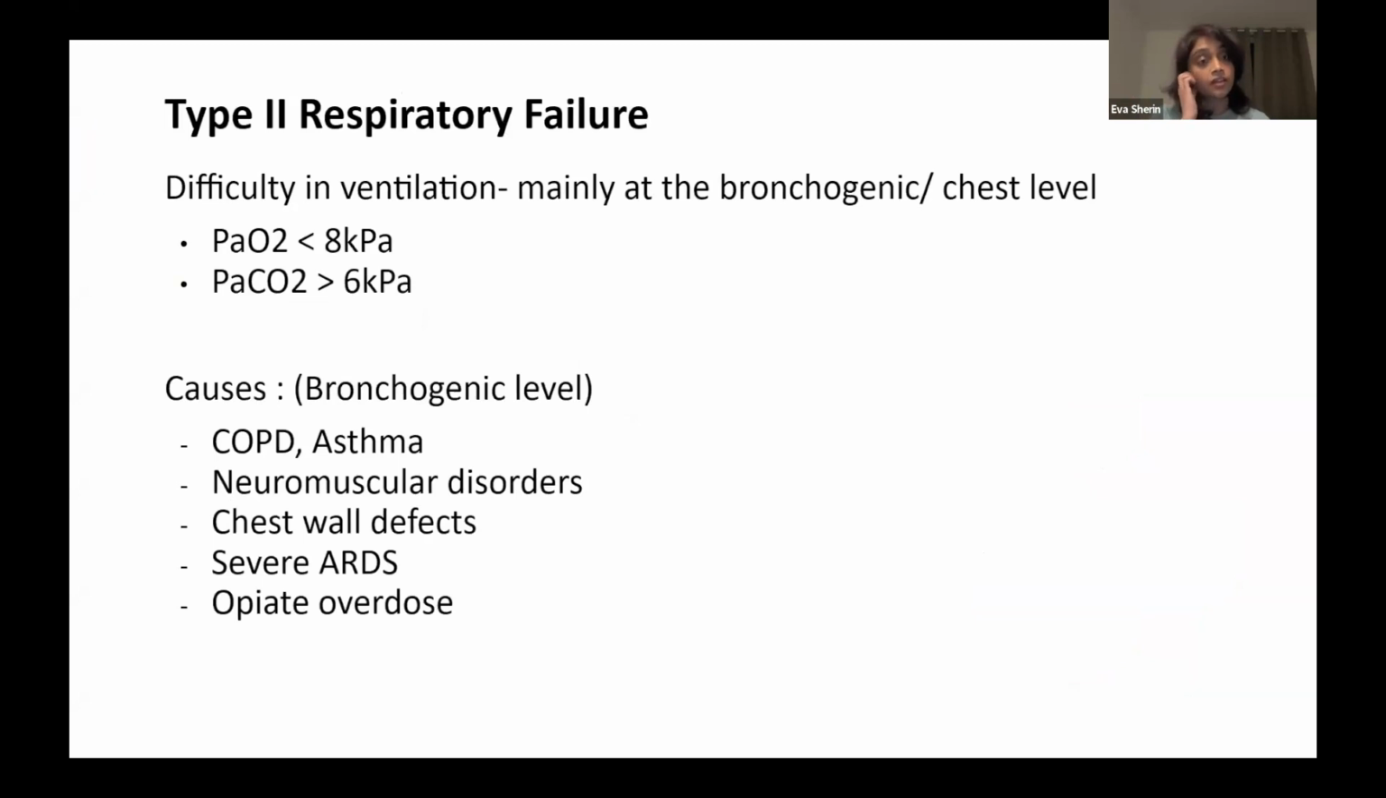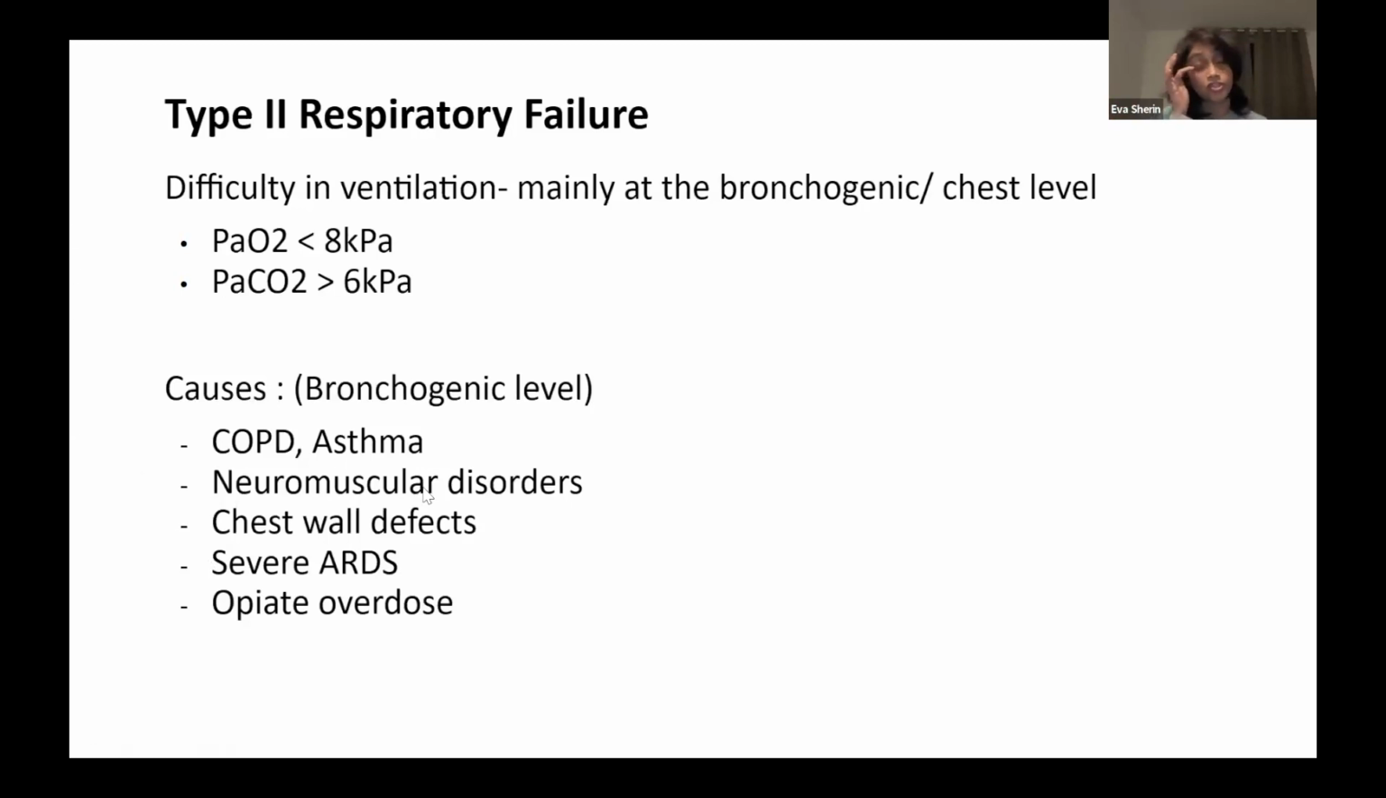Type 2 respiratory failure is when there is a difficulty in ventilation, mainly seen on the bronchogenic level or on the chest level. Like I said, it's more on a macroscopic level rather than a microscopic level. Type 1 is more of the microscopic level. So partial pressure of oxygen is less than 8. And in addition to that, the partial pressure of carbon dioxide is more than 6, indicating that carbon dioxide is building up in the body and is not being sent out by the lungs. So causes, we've got COPD and asthma.